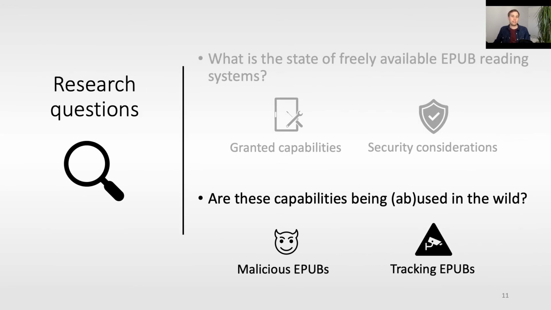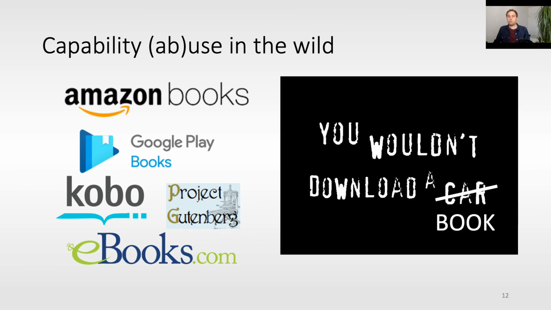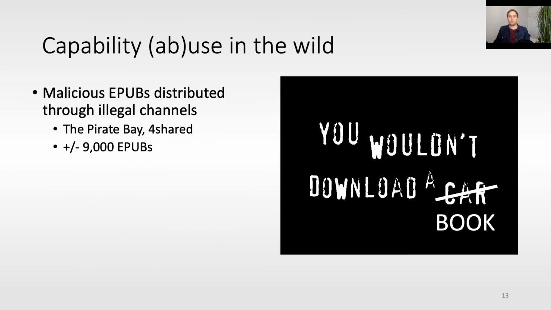Now that we have a general idea of the state of Epub reading systems, let's have a look at Epubs in the wild, our second research question. Users generally obtain ebooks in two distinct ways, either through legal channels, such as online bookstores, or through illegal channels, such as file sharing platforms. To evaluate the latter ecosystem, we downloaded a total of 9,000 Epubs from the Pirate Bay and 4Shared.